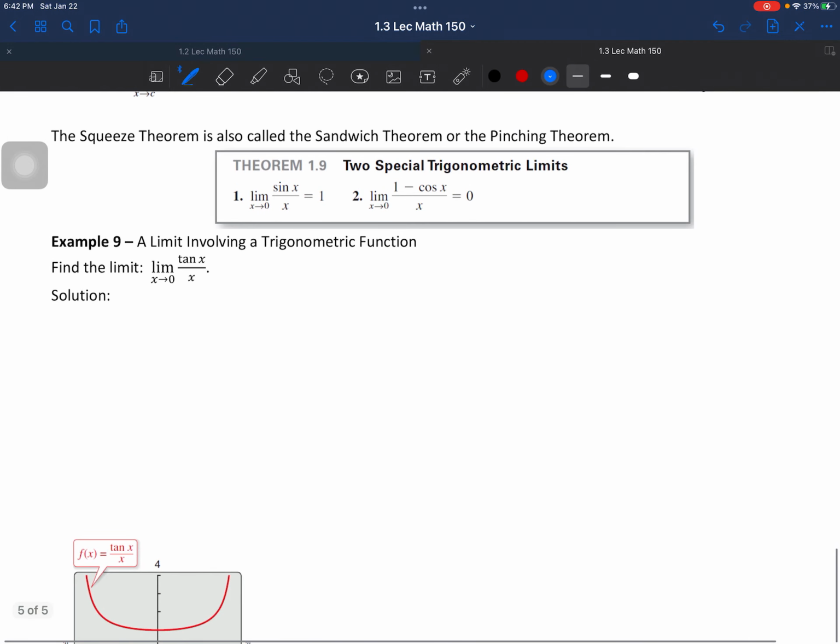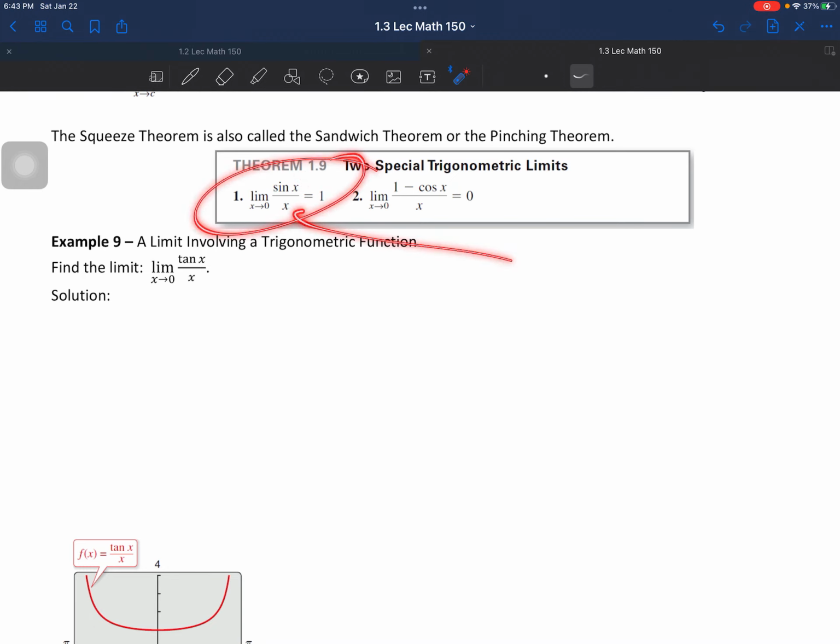So let's go ahead and find the limit of... and if you notice, the important thing about this is that as x approaches 0, you end up getting a 0.